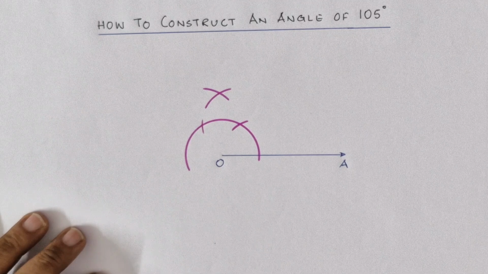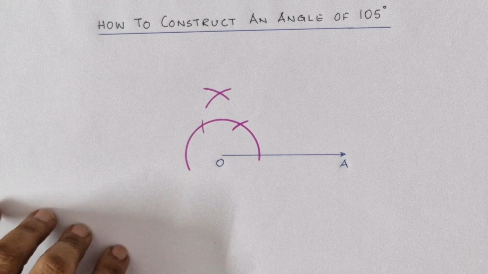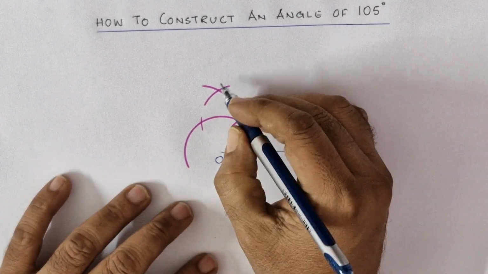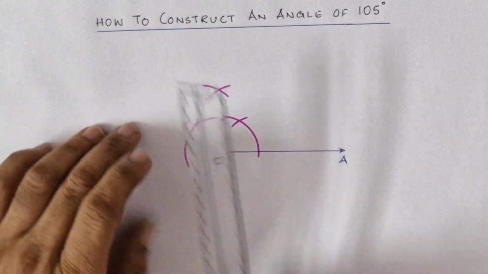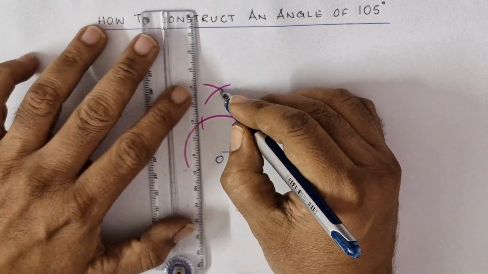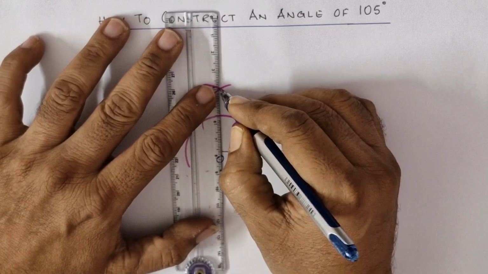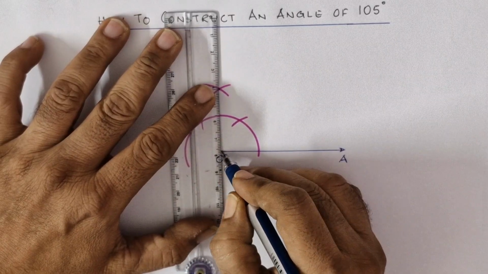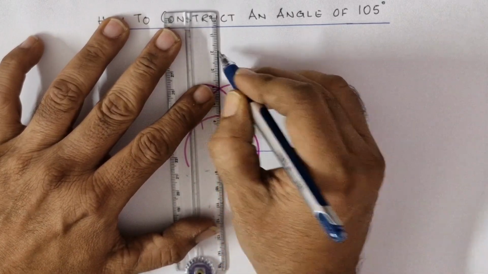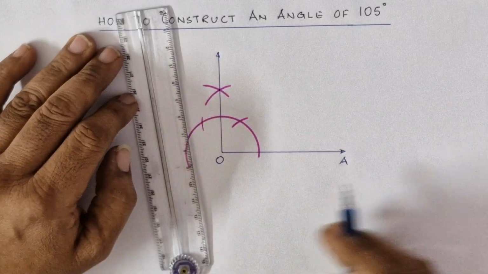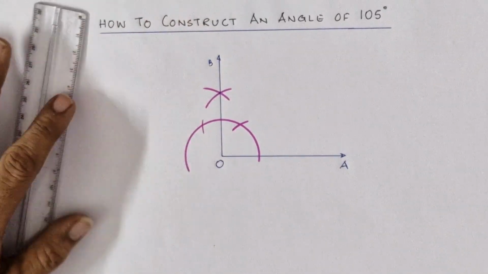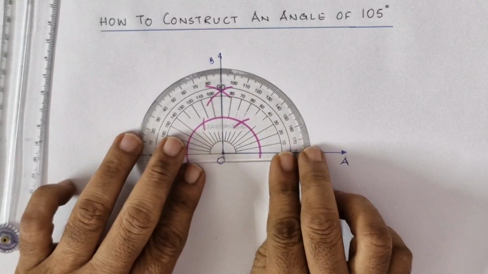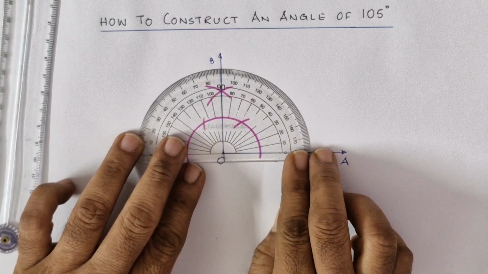Okay, now what do you have? Mark this intersection point here and join this point and O, right? So what do you have here? You have a 90 degree. Let's name it as B. So you have a 90 degree. Okay, so let's check it out. You have a 90 degree, right?